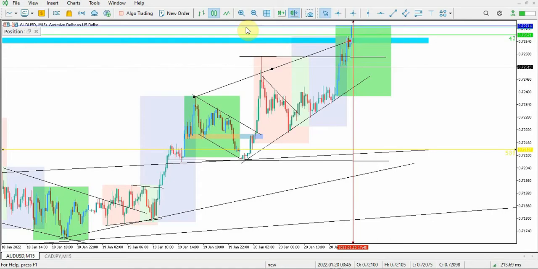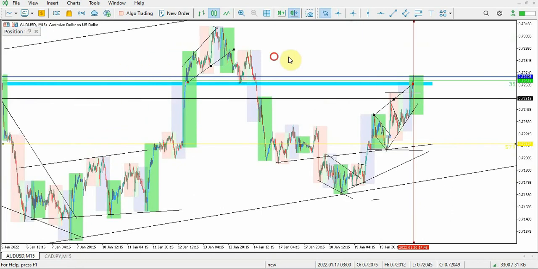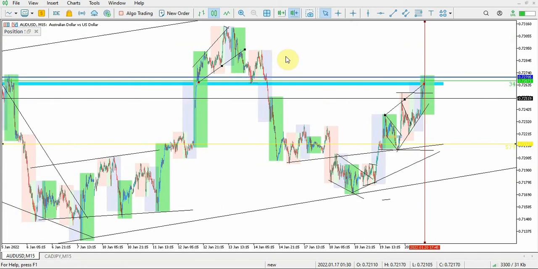So in today's video we're looking at the AUD USD. I'm currently on the 15-minute time frame. So what I'm currently looking for is a short trade on this pair. Let me try zooming out a bit. We're on the 15-minute time frame, and where I'm basically looking for a short is around this area that I've highlighted in blue.